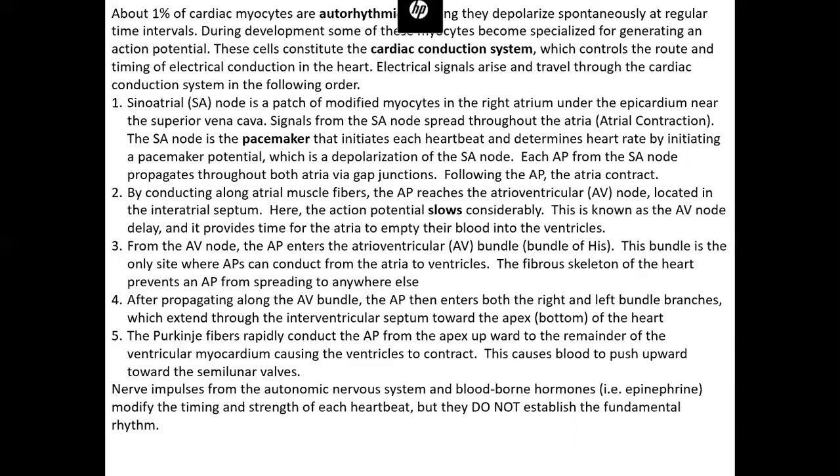The original signal is always going to originate in the SA node, but nerve impulses from our autonomic nervous system, either sympathetic or parasympathetic, and blood-borne hormones like epinephrine will modify the timing because they can either tell the pacemaker to fire more often or less often. Okay? We can also modify not only the timing, but the strength of the heartbeat, what we call contractility. But once again, they do not establish the fundamental rhythm.